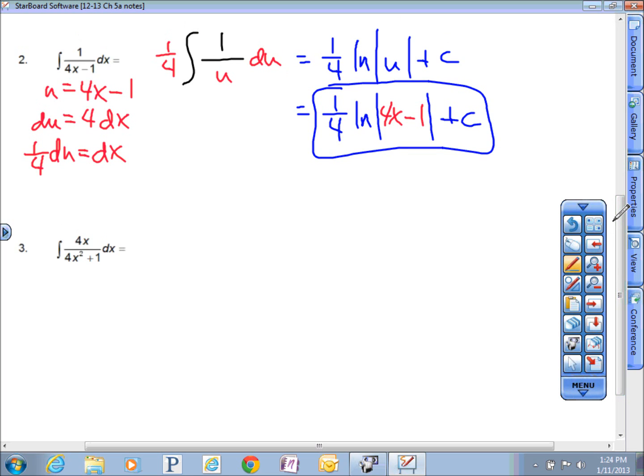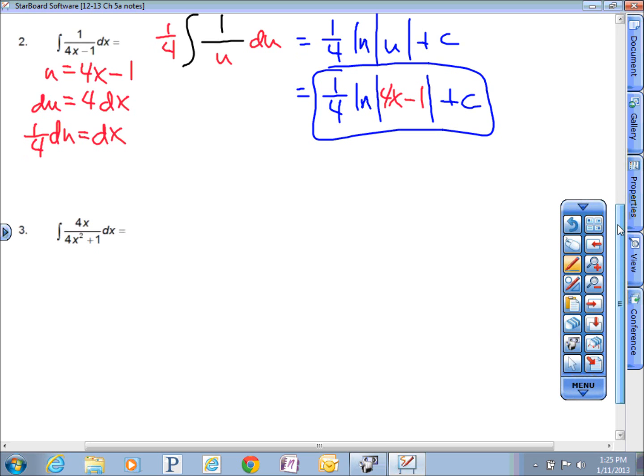Number 3. And what happens this time? Again, I see multiple terms in the denominator, so I'm not going to be able to split it or change it. So I'm feeling like maybe this is another one where, if I'm out of options, I should probably try u substitution. So let's try it again. Let's say u is 4x squared plus 1.